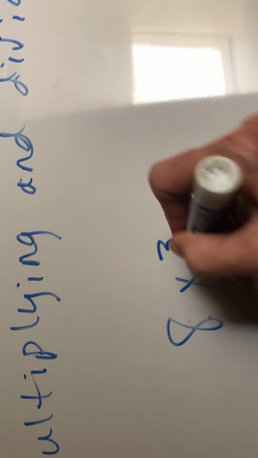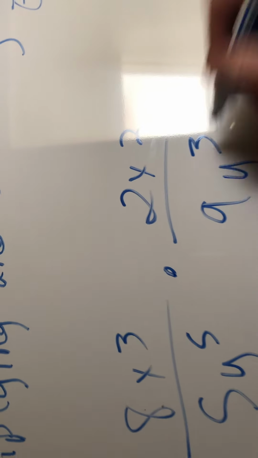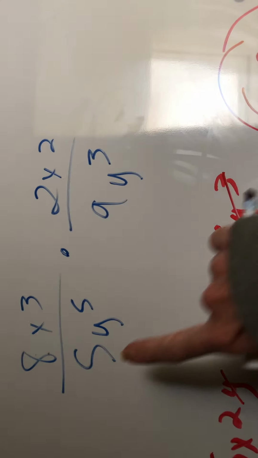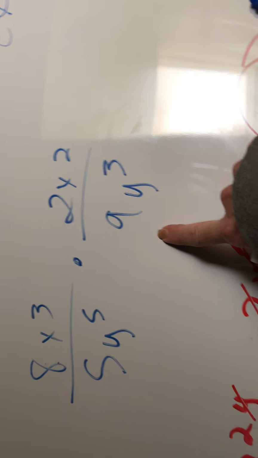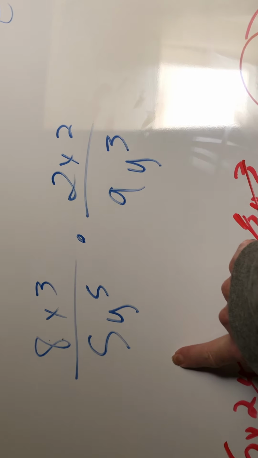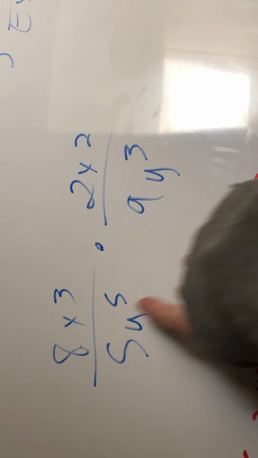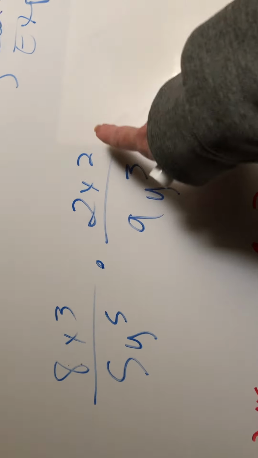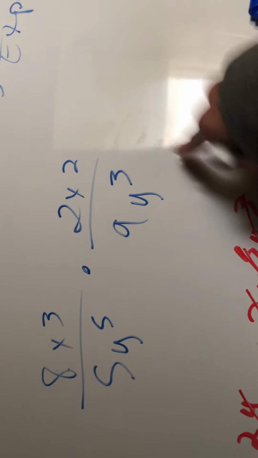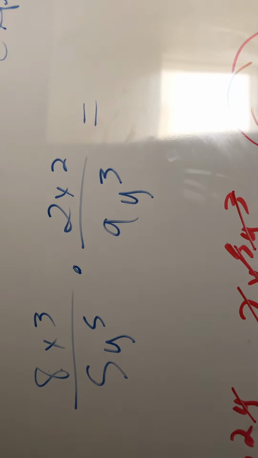Let's try another one. 8x cubed over 5y to the fifth times 2x squared over 9y cubed. So let's see. Want to cross cancel if I can. 8 and 9 don't have anything in common. 2 and 5 don't have anything in common. These can't cancel. This x is on top, this x is on top. They do not cancel. This y is on bottom, this y is at bottom. They do not cancel. So nothing cancels.